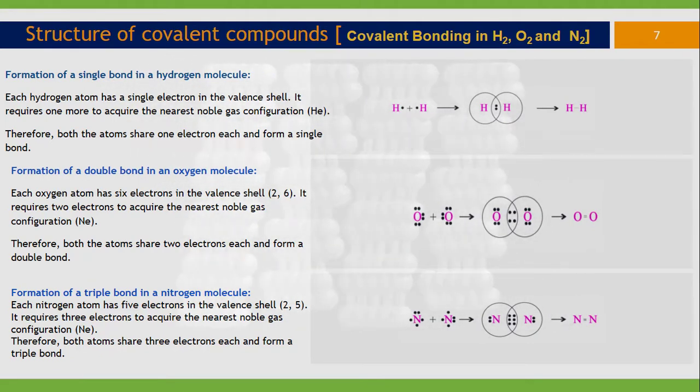Next, formation of a triple bond in a nitrogen molecule. Each nitrogen atom has 5 electrons in the valence shell, 2, 5. It requires 3 electrons to acquire the nearest noble gas configuration, neon. Therefore, both the atoms share 3 electrons each and form a triple bond, N triple bond N.